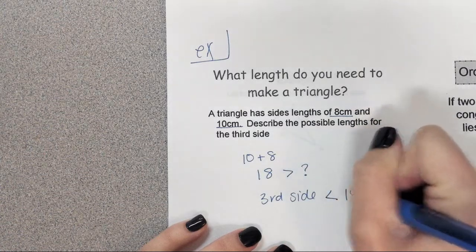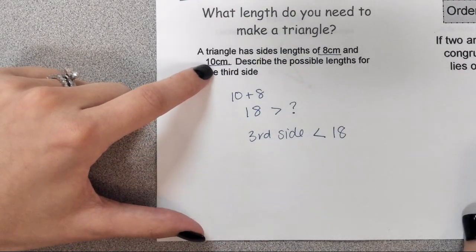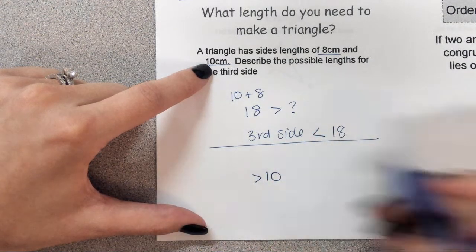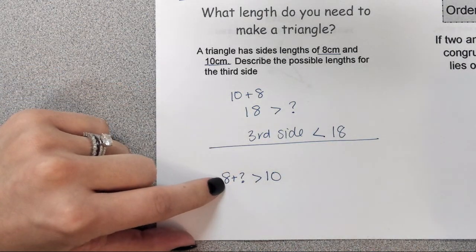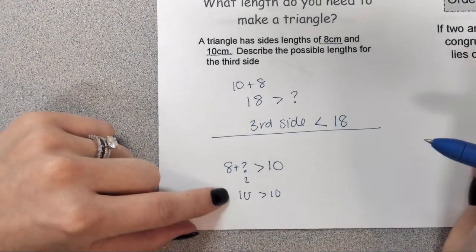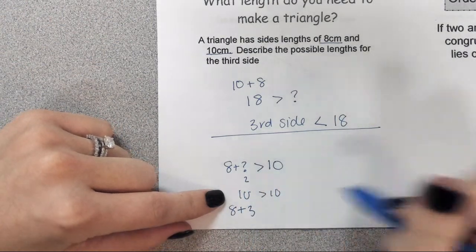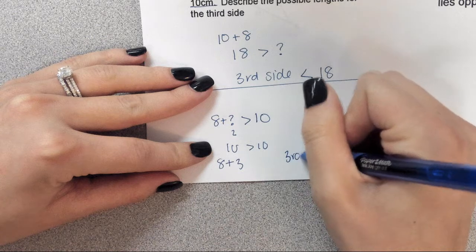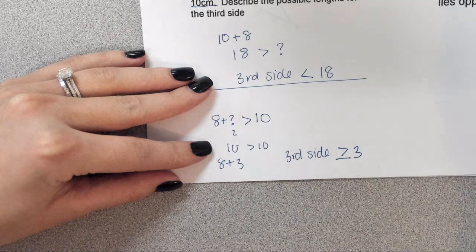Well, now what about if I wanted 10 to be the longest side? So 10 has to be less than 8 plus something. Well, if you do 8 plus 2, you get 10. But we want more than 10, so it'd have to be 8 plus 3. So 8 plus any number greater than 3. So we would say our third side has to be greater than 3.